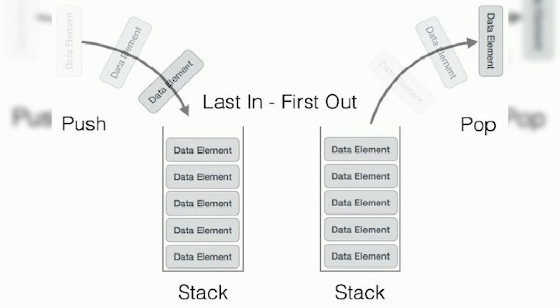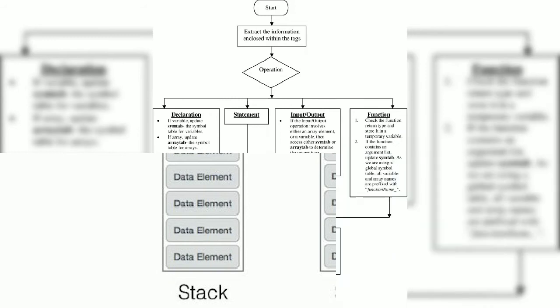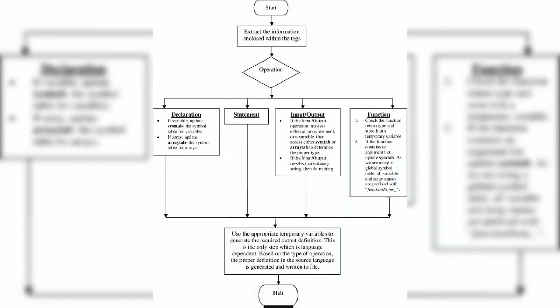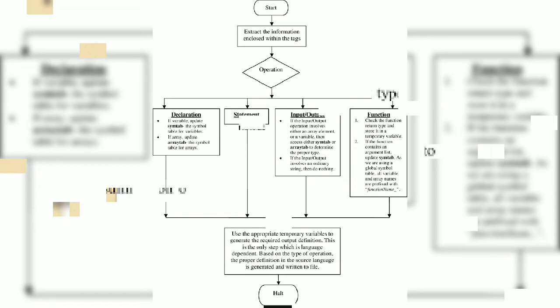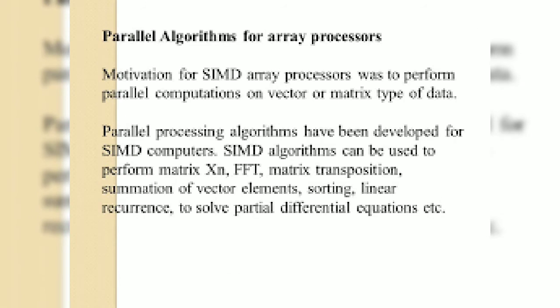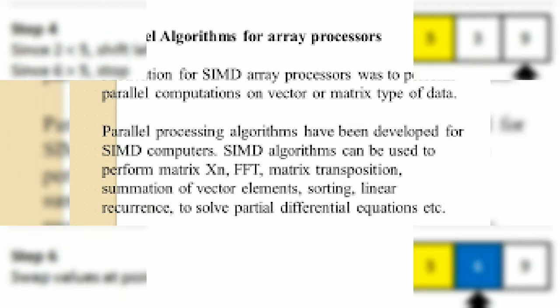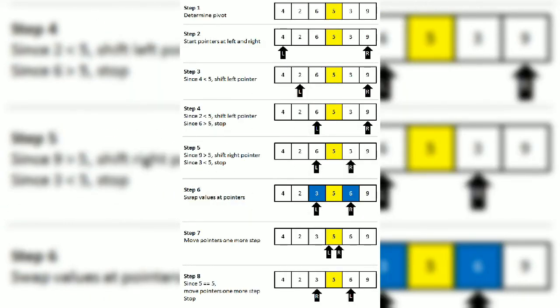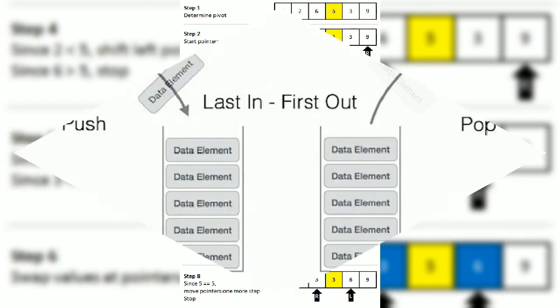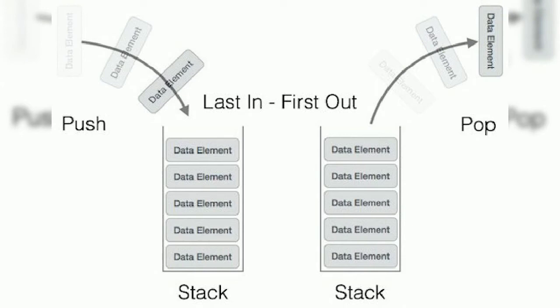4. While J less than upper bound do. 5. If A[I] greater than A[J], then 6. Swap A[I], A[J]. 7. End if. 8. J equal to J plus 1. 9. End while. 10. I equal to I plus 1. 11. Stop.